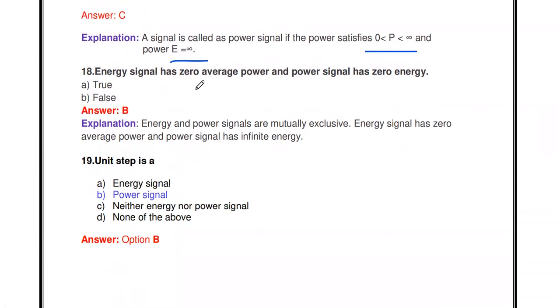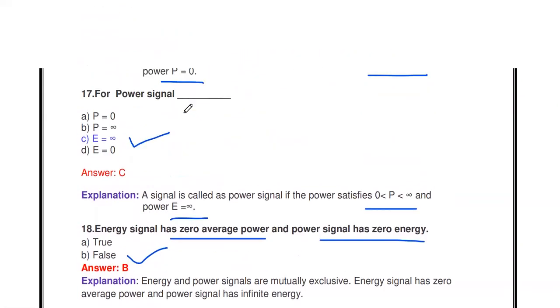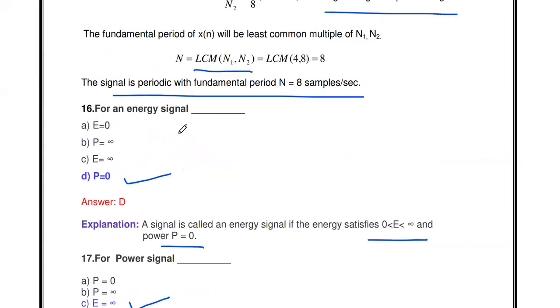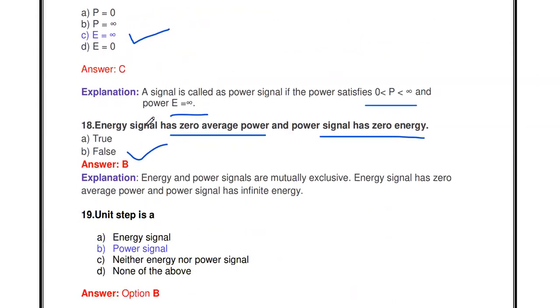Then: energy signal has 0 average power and power signal has 0 energy. Is this true or false? False. We already discussed that a power signal has infinite energy, but an energy signal has 0 power. But here the statement given is that an energy signal has 0 power and a power signal has 0 energy. So this is the wrong statement.